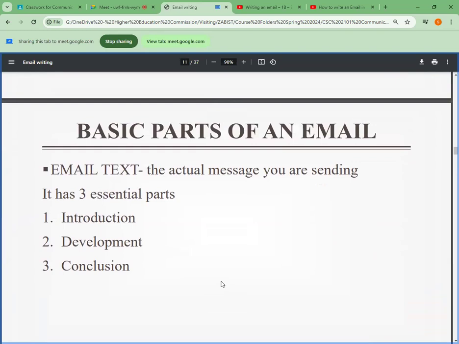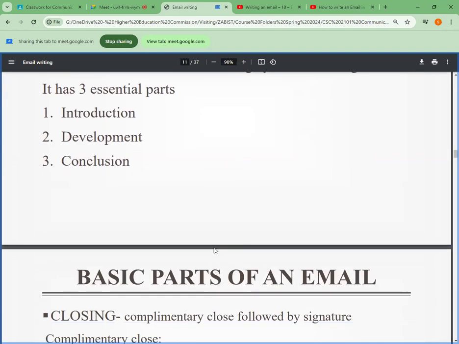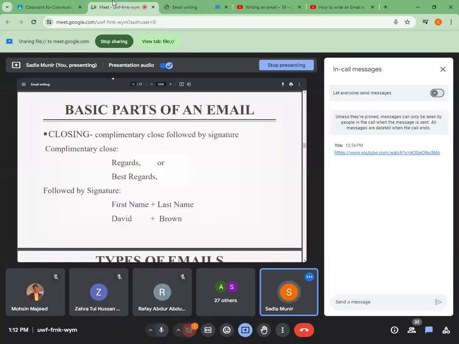Then if we talk about the email text, the body, the actual message that you're going to send should be written here. It should have 3 essential parts: introduction, development and conclusion. बहुत डायरेक्ट और कंसाइज रहना है, बहुत बड़ी तमहीद बांधने की जरूरत नहीं होती और डायरेक्टली पॉइंट पे जाना होता है. Then we have closing, which is complimentary close followed by a signature.